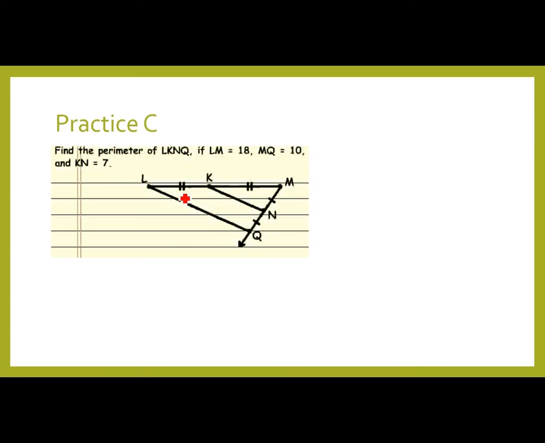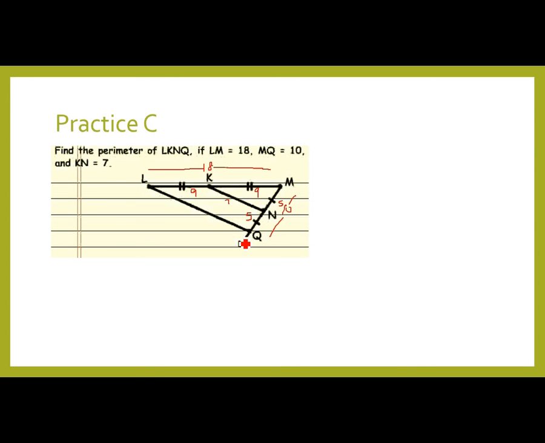Okay, practice C says to find the perimeter of LKNQ. So it's that quadrilateral right here. And it tells us that LM, this whole distance here, is 18. And MQ is 10. And KN, this one, is 7. Alright, well if this thing is 18, then obviously these parts that are marked as equal would be 9 and 9 because they're marked as being the same. And we can figure out this one as well, that these must be 5 and 5. So you've almost got that perimeter. The perimeter will just be the sum of all of these added together.